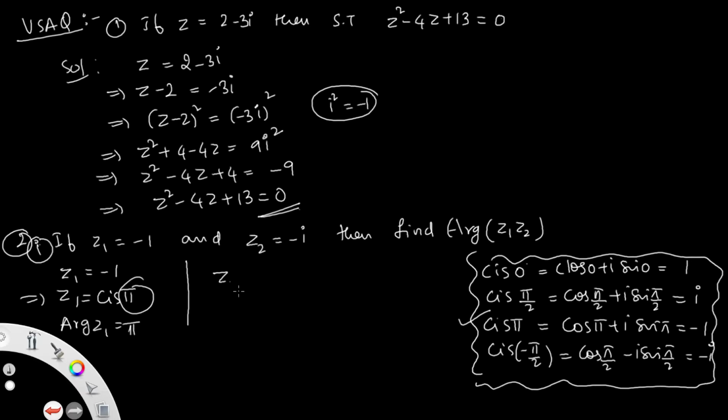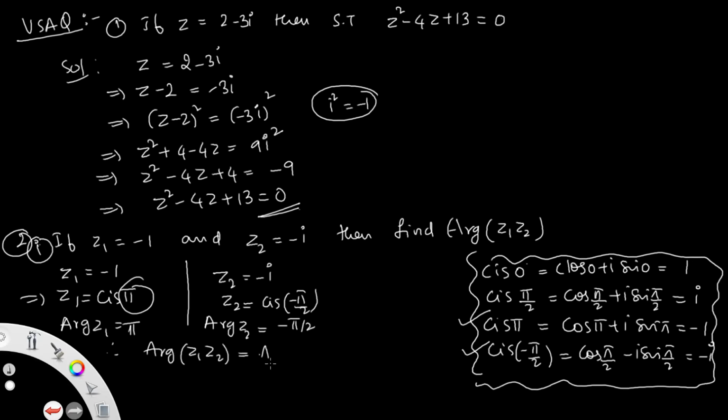Similarly z2 equal to minus i. So minus i is nothing but we have to write cis of minus pi by 2. So that is z2. Now find the argument of z2, here the angle is minus pi by 2. In the question it is given argument of z1 into z2, that is argument of z1 plus argument of z2. Now substitute, that is pi minus pi by 2. 180 minus 90 means pi by 2.